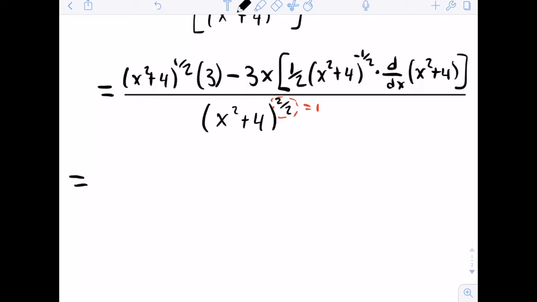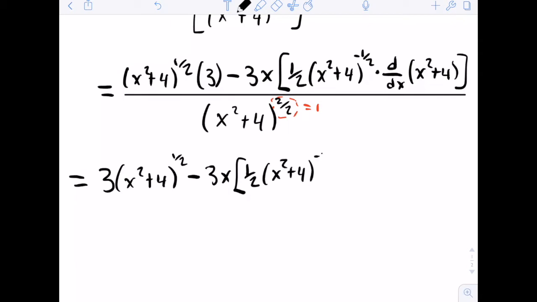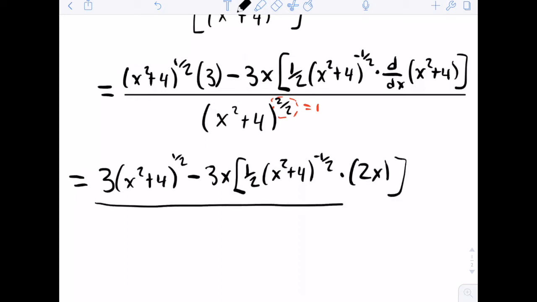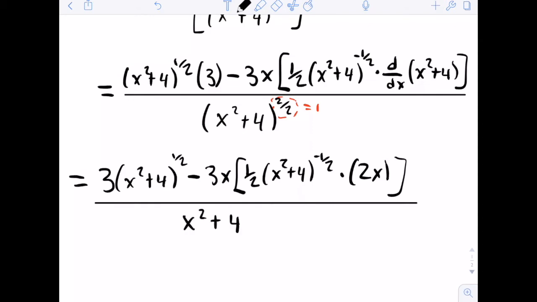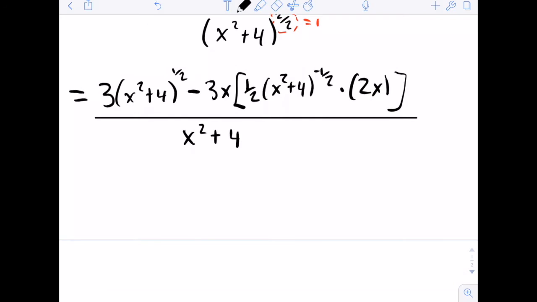Okay, so let's keep going with this. We can rewrite this as 3 times x squared plus 4 to the 1/2 minus 3x, and then you've got a 1/2 here, x squared plus 4 to the negative 1/2, times the derivative, which is 2x, all divided by just x squared plus 4, because the powers are gone, and that's good.